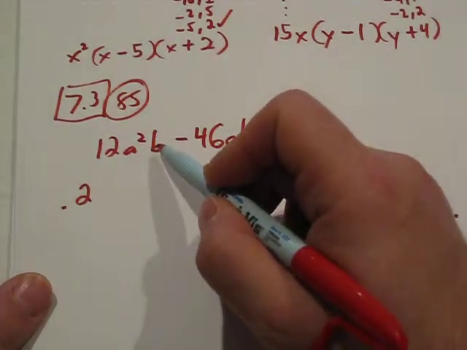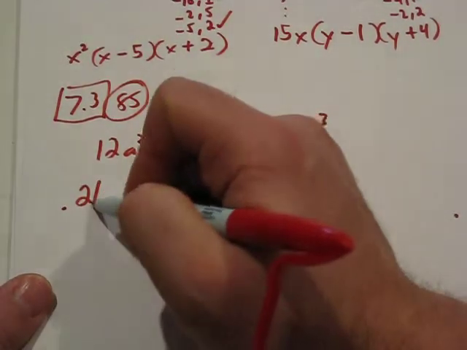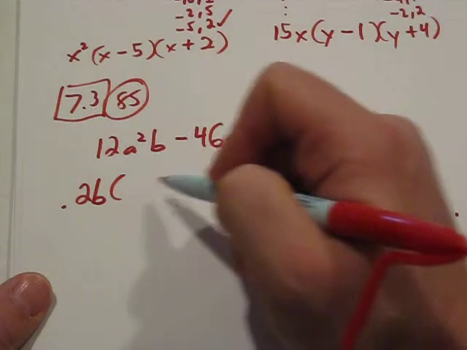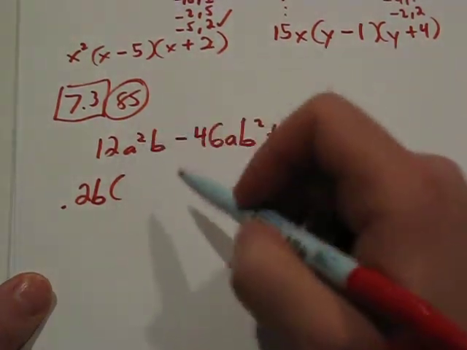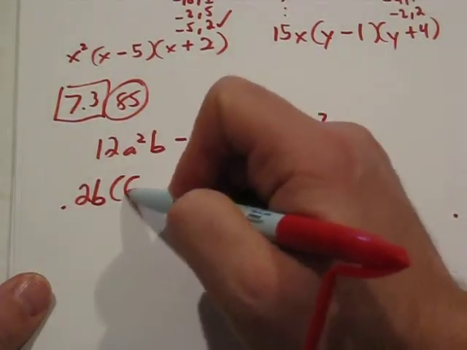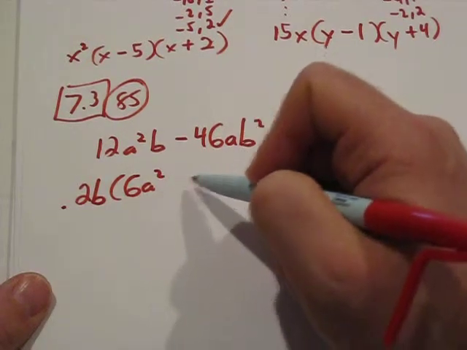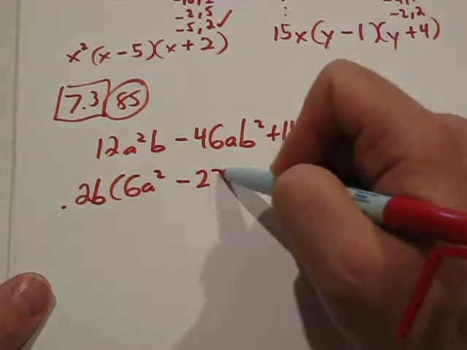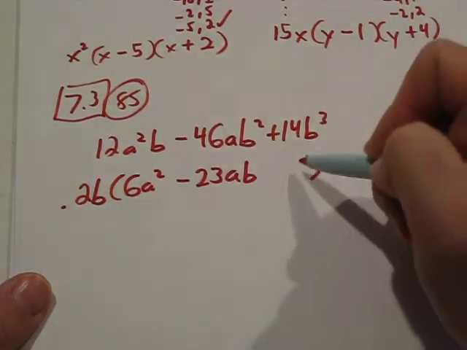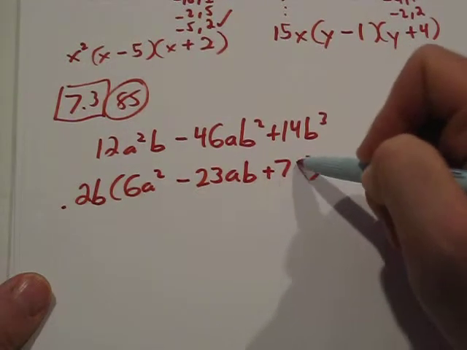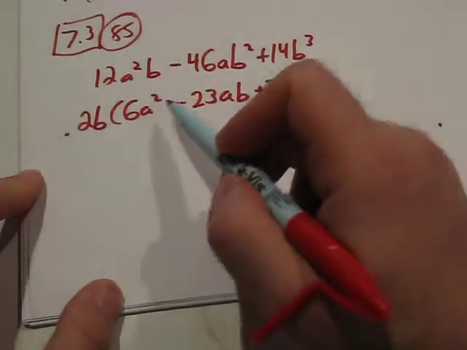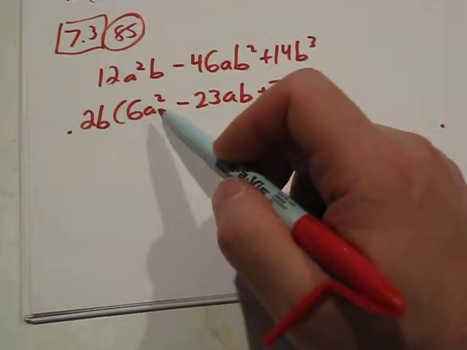You'll also notice that there's a b squared and a b cubed. So I'm going to pull out a b. And what this gives me is a smaller trinomial, 6a squared, no b term, minus 23ab plus 7b squared.